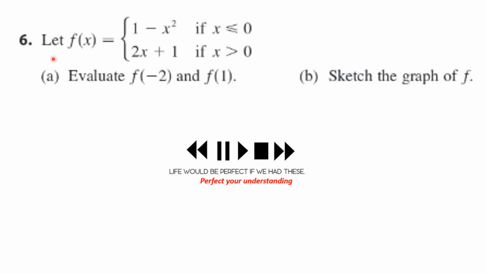Here is a piecewise defined function. So we let f of x equal 1 minus x squared if x is less than or equal to 0, and 2 plus x if x is greater than 0. So we want to evaluate what is f of minus 2, what is f of 1, and sketch the graph. So please give this a go. Let's see how you did.